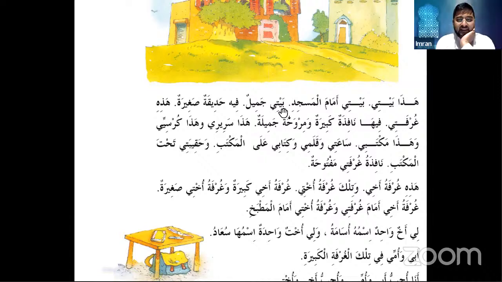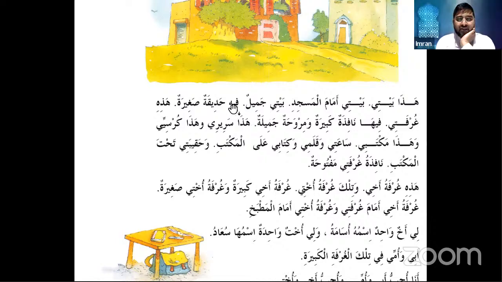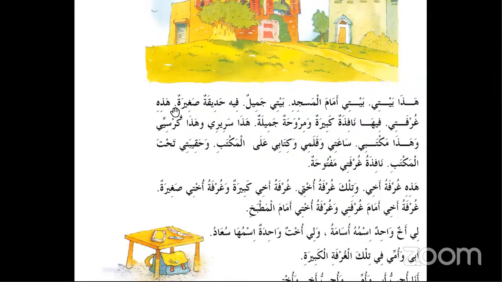Then we have Bayti Jamilun. My house is beautiful. Now, Fihi, as we said before, is referring back to the house because it's masculine. Fihi hadiqatun saghiratun. The adjective saghiratun is following hadiqatun because it's an adjective. Adjective follows in i'rab, gender, and in number. So that's the reason they follow each other.